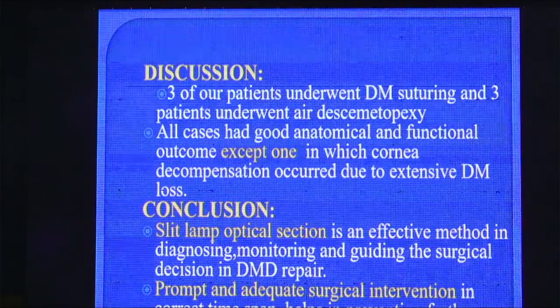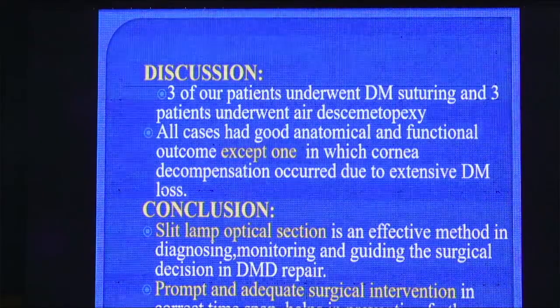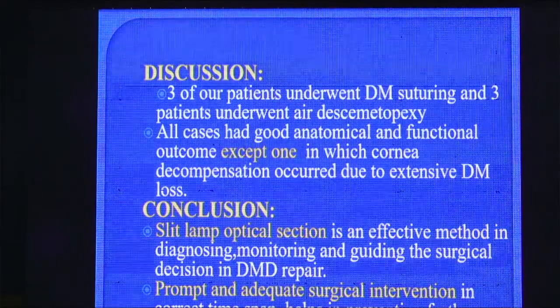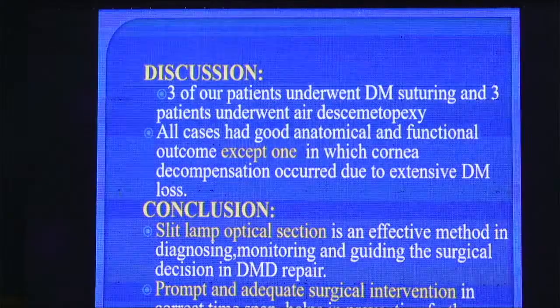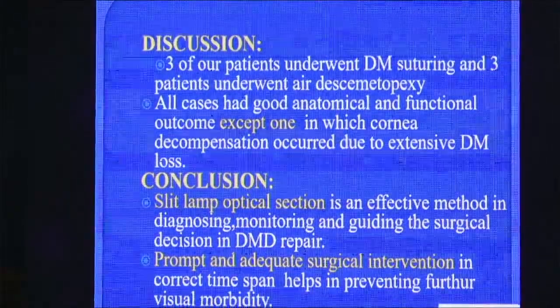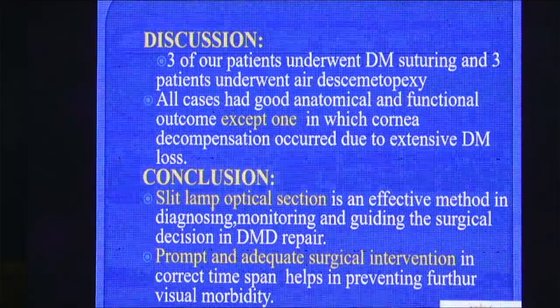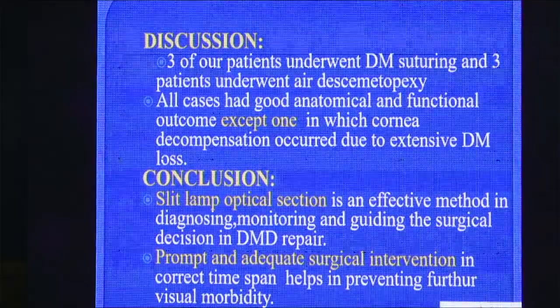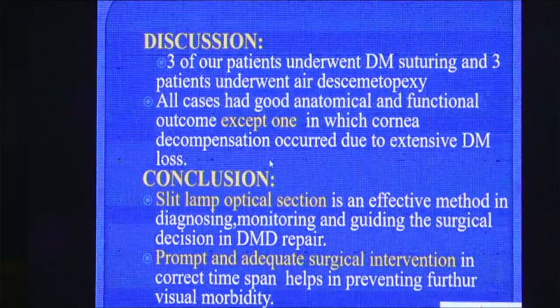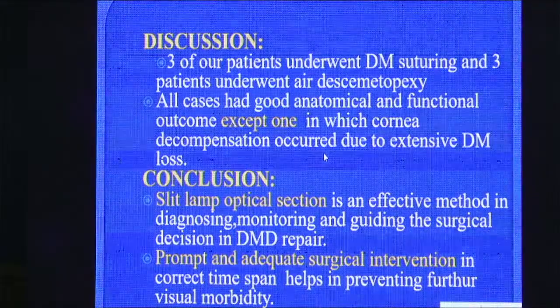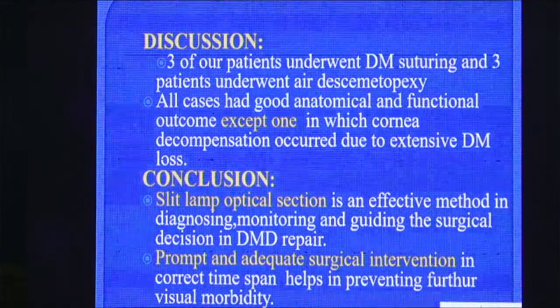All cases had good anatomical outcome, that is good DM reattachment on the optical section of the slit lamp, and functional outcome, that is vision at 1 month was 6/6 in most of the cases, except one, the first case, where the cornea went into decompensation because there was extensive DM loss and endothelial cell loss, traumatic injury to the DM during primary surgery.